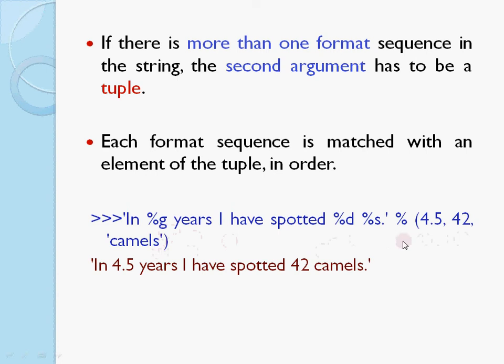We will discuss tuples later. It is nothing but a sequence of values. So the first value should be a floating point, the second should be an integer, and the third one is a string. So the output we get is, in 4.5 years I have spotted 42 camels. So this is how the output formatting works.